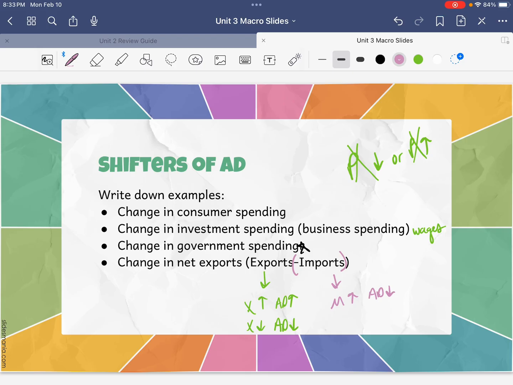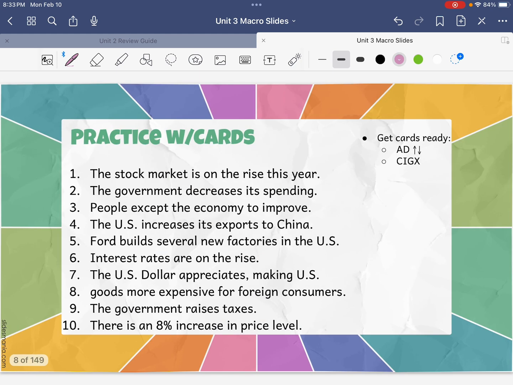So if imports increase, then aggregate demand actually goes down. Because what does that mean? People aren't demanding American goods. People are demanding foreign goods. So the aggregate demand for American goods is going to go down. If imports decrease, and by association that means people are buying American goods, then aggregate demand will increase because people are demanding American goods and not foreign goods. So write down some examples of those and let's move forth.